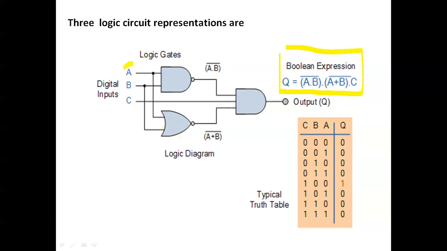The data inputs go into the gates. Here this is a NAND gate, this one is a NOR gate, and this is an AND gate, and this is the output. This is the truth table for it: these are the inputs and Q is the output. It expresses the operation of the logic diagram. So these are the three ways logic circuits are represented.